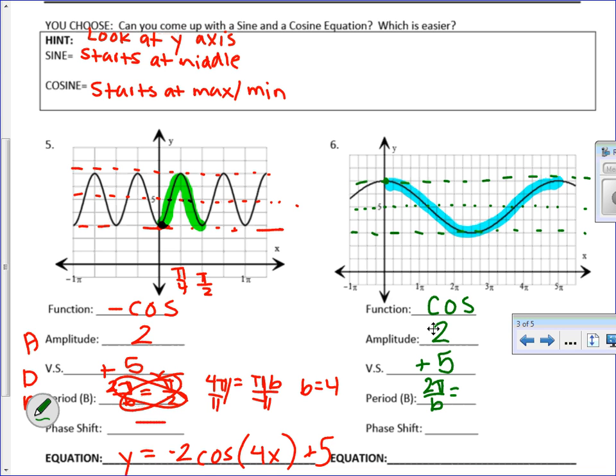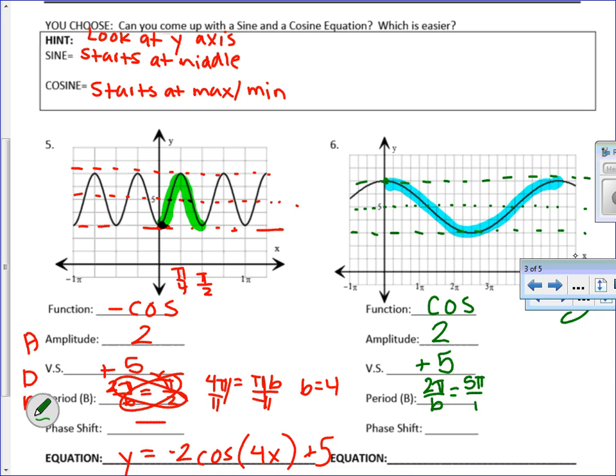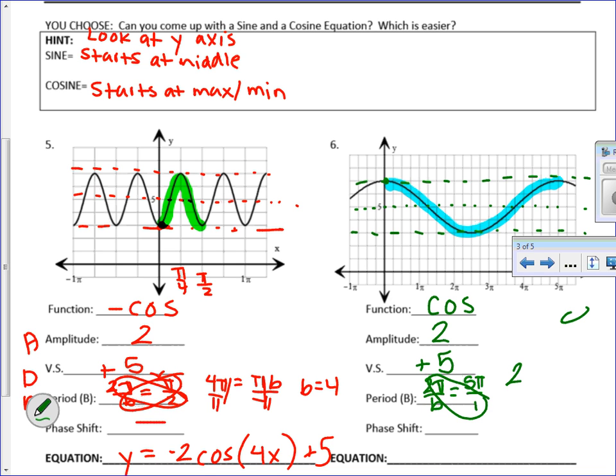So 2 pi over b is equal to 5 pi over 1, technically. Then you would cross multiply. 2 pi times 1 is just 2 pi. 5 pi times b is 5 pi b. I want the b alone, so divide by 5 pi on both sides. B is equal to what? 2 over 5. Just a lot of work for that.